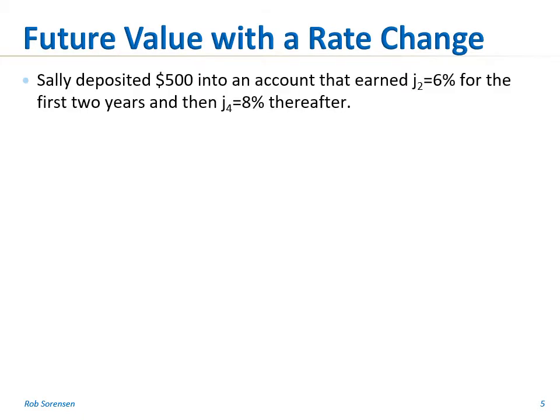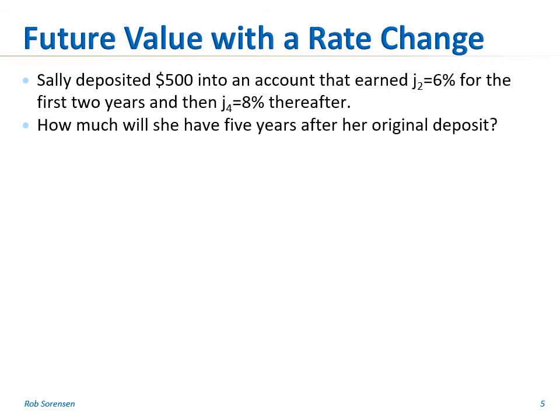What do we do if the rate changes in the middle of a calculation? Well, we've got a fairly simple way to deal with that. In this case, let's look at an example. Sally deposited $500 into an account earning 6% compounded semi-annually for the first 2 years, but then the rate switched to 8% compounded quarterly, so a different rate and a different compounding frequency. Well, to deal with these, we can work out the question in 2 pieces. Let's have a look at a timeline and see what we mean.